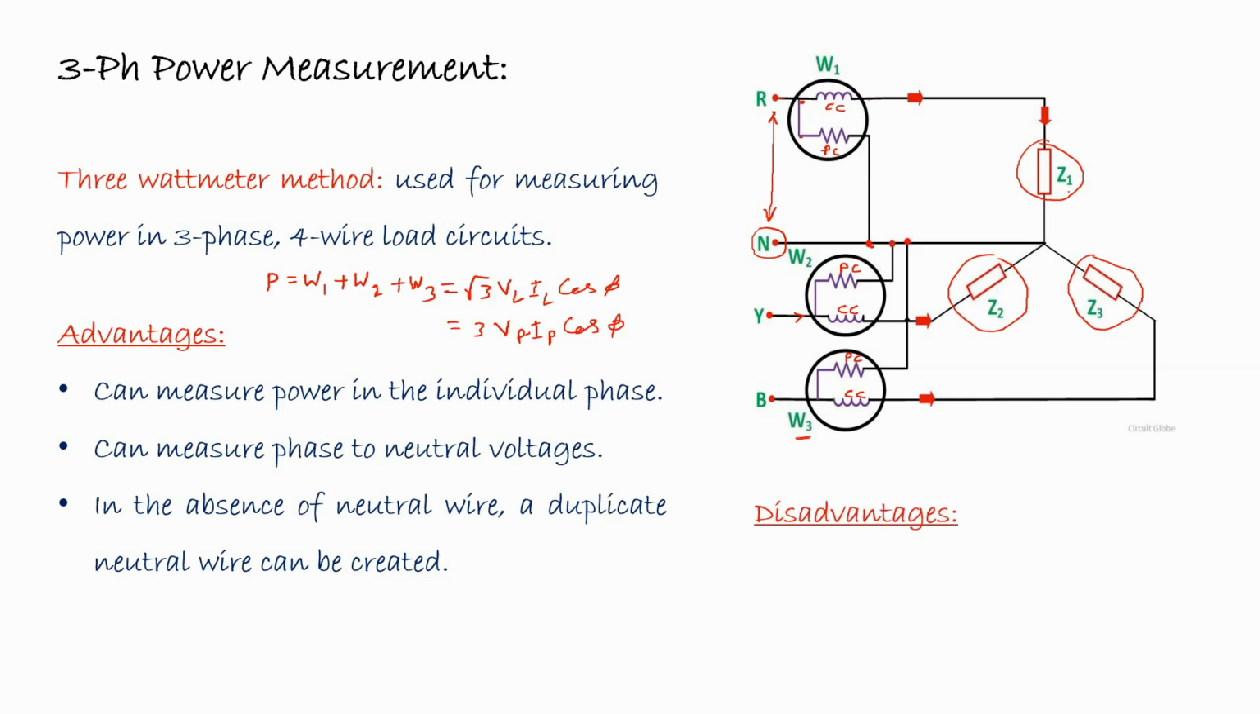There are some disadvantages also. The first one is here we have to use 3 wattmeters. That means 3 wattmeters will be connected across each phase. So the connection will be a little bit complicated. It is very sensitive for heavy loads. That means if the load consumption is very high, then the readings will be sensitive. The readings may be erroneous.